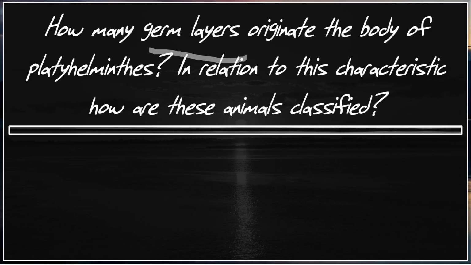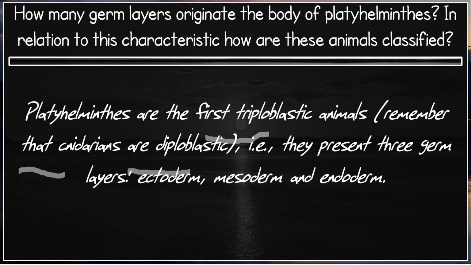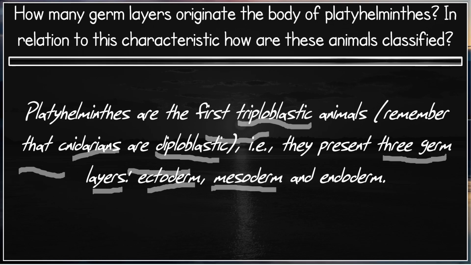How many germ layers originate the body of the Platyhelminthes? In relation to this characteristic, how are these animals classified? Platyhelminthes are the first triploblastic animals. Remember that Cnidaria are diploblastic. That is, they present three germ layers: the ectoderm, mesoderm, and the endoderm.